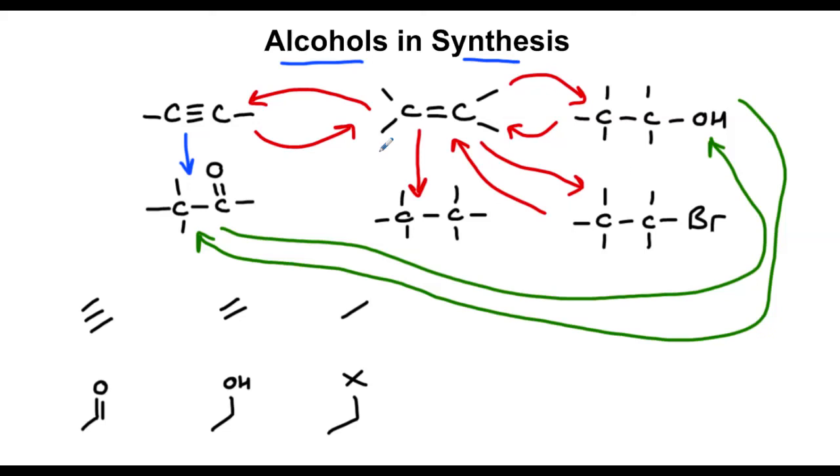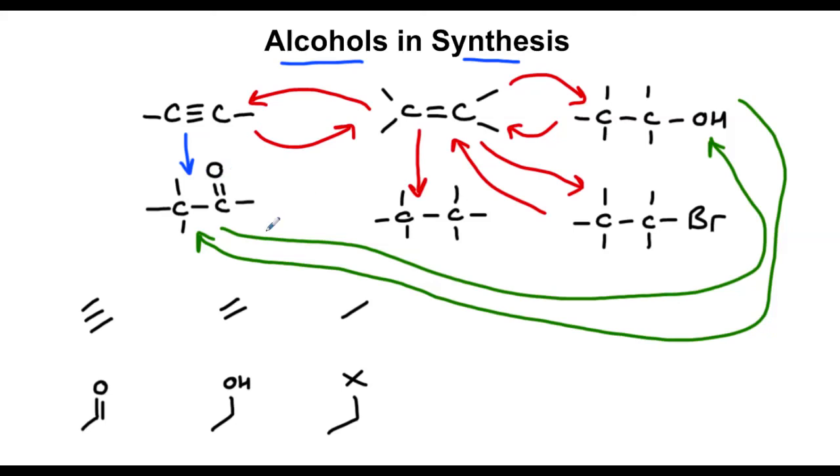I want to talk to you guys a little bit about alcohols in synthesis. I have all this stuff written up here because these represent conversions that you have all seen before. You would have seen these in Organic 1. You can convert alkenes to alcohols and back, you can convert alkenes to alkynes and back, you can convert alkenes to alkanes, but you can't go back in one step. You can convert alkenes to alkyl halides and back. You can also convert alkynes to ketones or aldehydes depending on where the alkyne is.